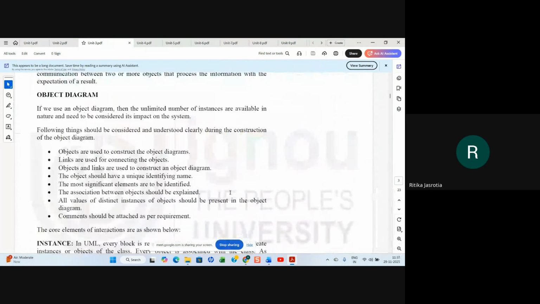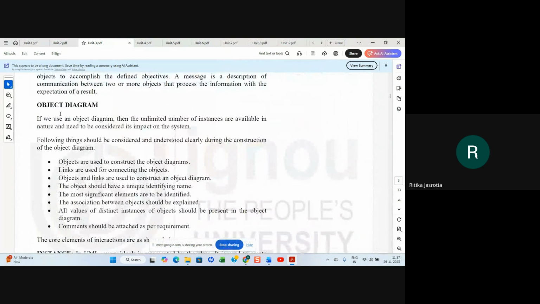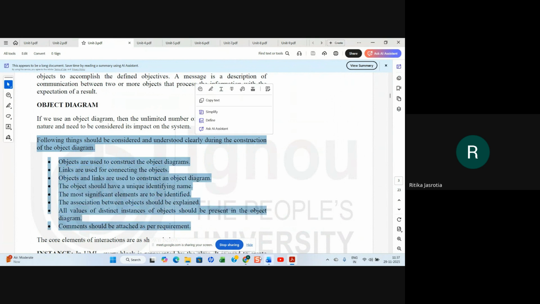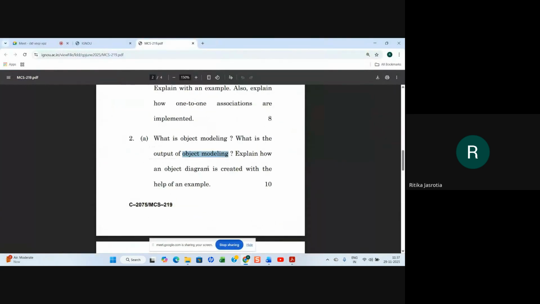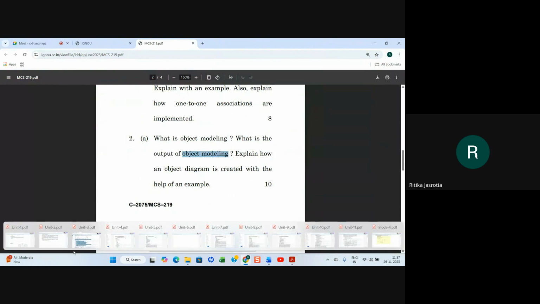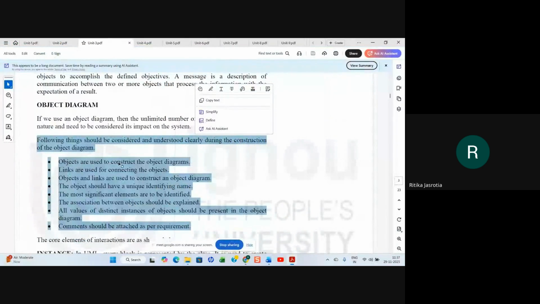The definition, so here they have given you the object diagram. If we use an object diagram, then the unlimited number of instances available in nature need to be considered, and its impact on the system should be considered. So how will you construct it? These are the options. The question which was asked here is to explain how an object diagram is created with an example. So objects are used to construct the object diagram. Links are used for connecting the objects.